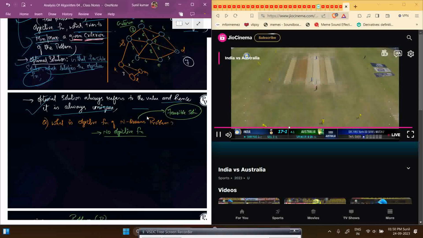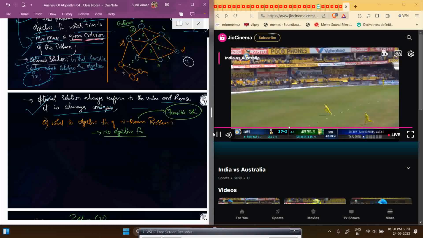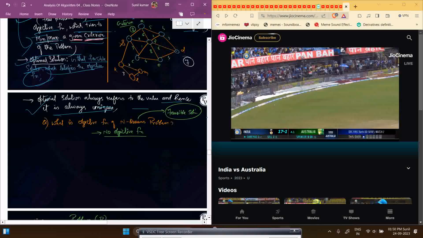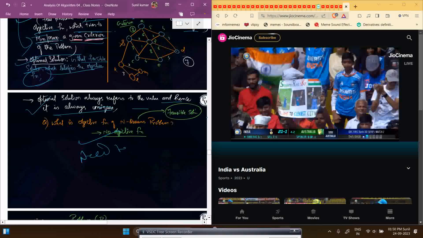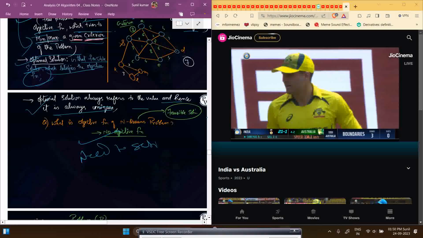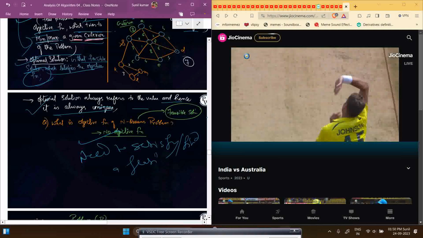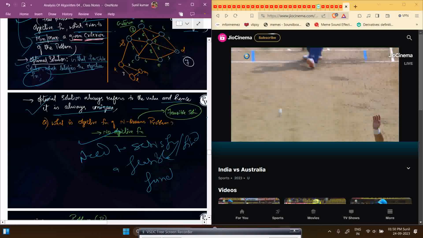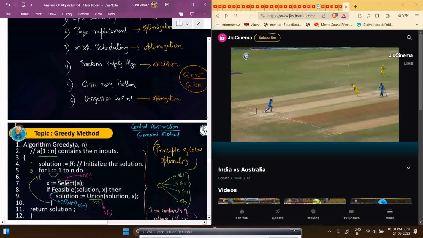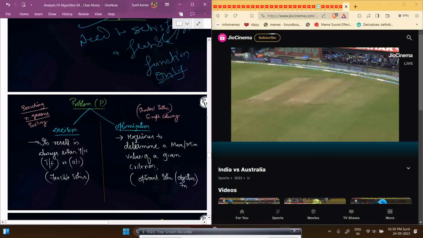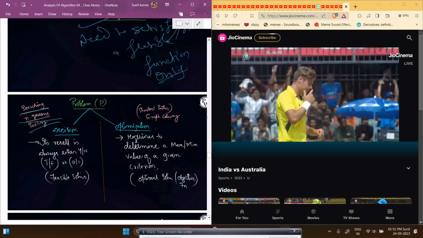So what is the objective function of the N-Queens problem? There is no objective function. We just need to find a feasible solution only. So what we are going to do here is searching.